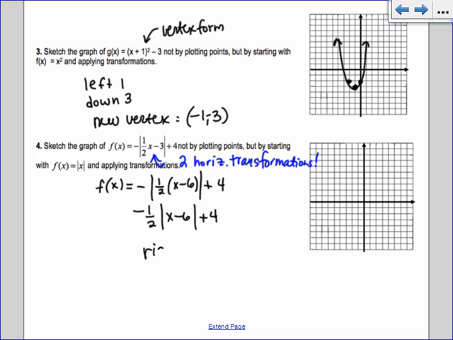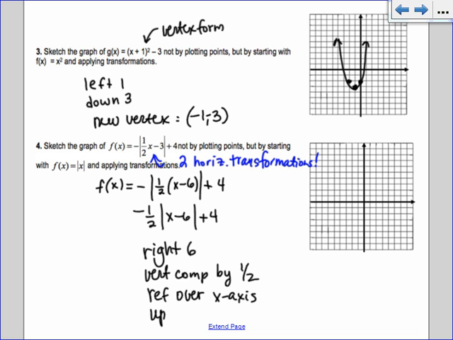So we go right 6. We have a vertical compression. Oh, we actually have 4. By 1/2. We have a reflection where? Over which axis? The x-axis, yep. Then we go up 4.